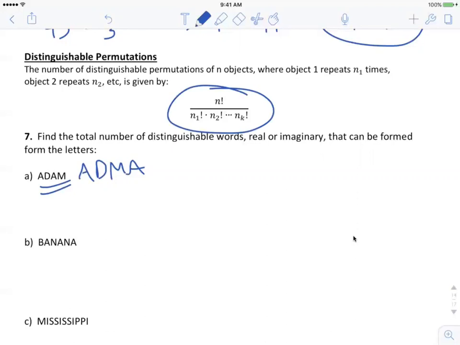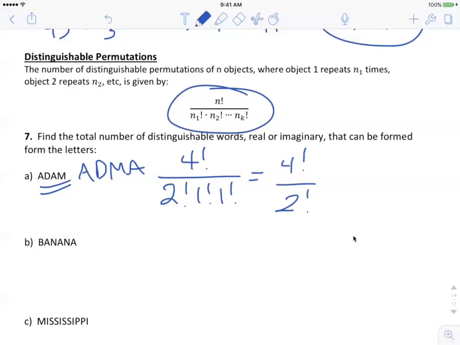Let's break that down. So N is the total number of letters. On the top, it's going to be 4 factorial, right? Because we have 4 letters, A, D, A, and M. And then we have one letter that repeats, which is the A. There's 2 of them, so on the bottom I'm going to put a 2 factorial. I don't have to worry about the D or the M. I could put 1 factorial, 1 factorial, but 1 factorial is just 1. If you divide by 1, you're not going to change anything. So the simplest way is to just worry about the ones that repeat.